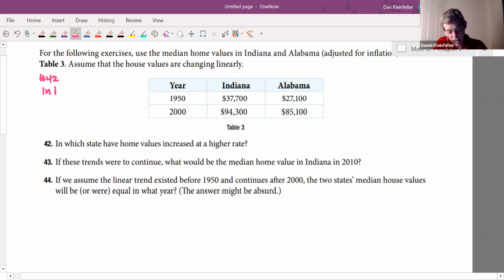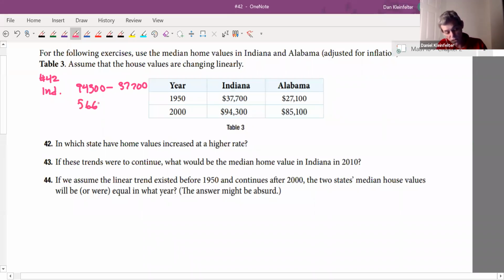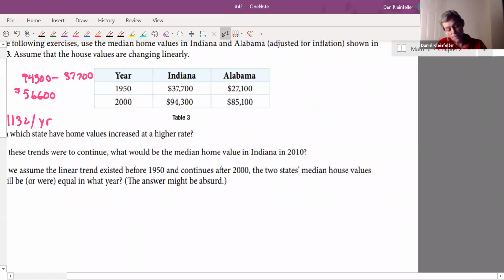So for Indiana, it'll be 94,300 minus 37,700. That's 56,600 in the 50-year period. Just for fun, if we divide through by 50, which was the time period, that is going to be $1,132 per year in Indiana.